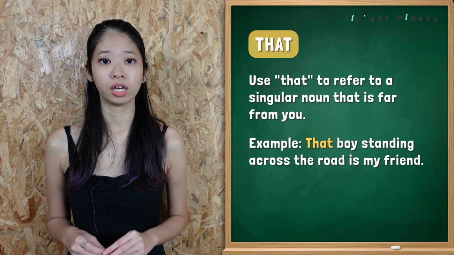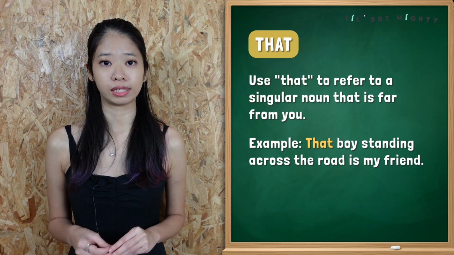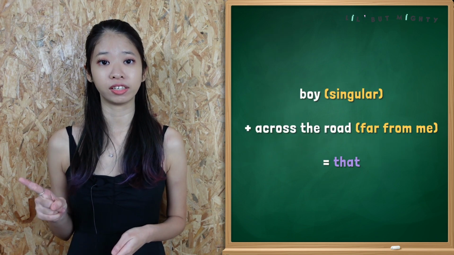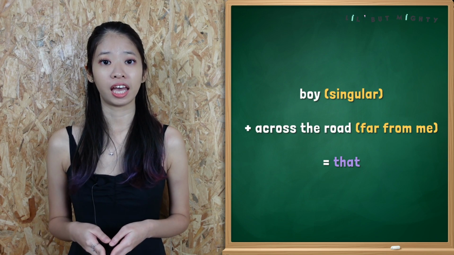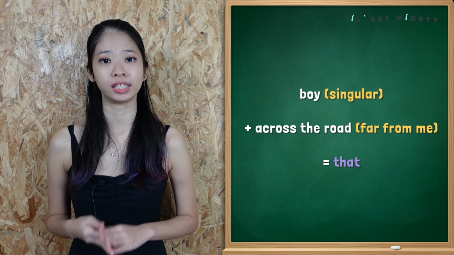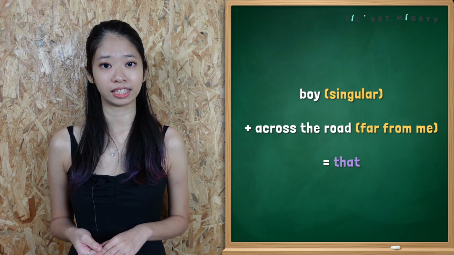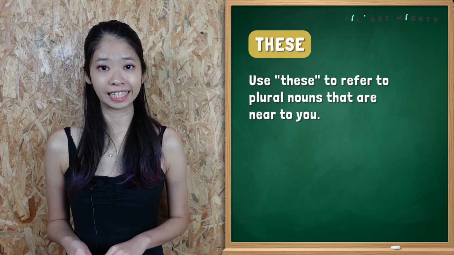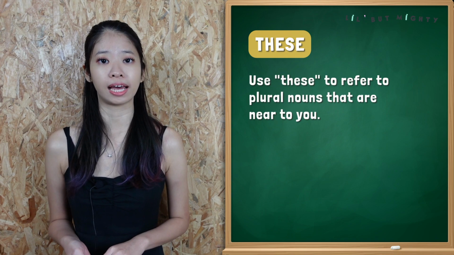Next, we use that to refer to a singular noun that is far from you. For example, the boy standing across the road is my friend. As I'm talking about one singular person, the boy, and he is across the road, which means he's far from me, we use that.